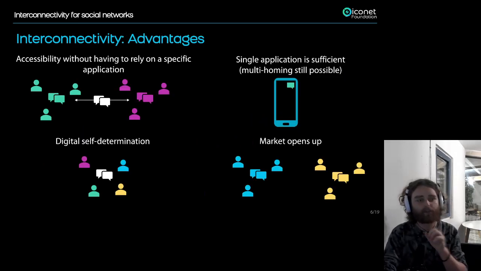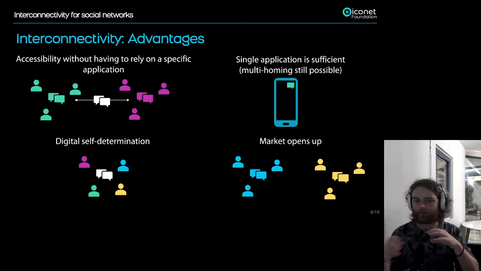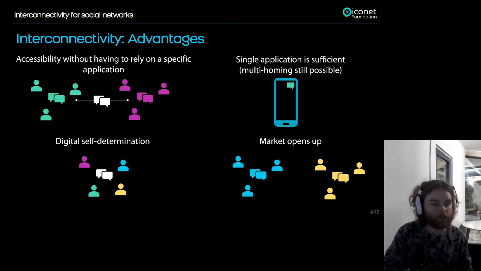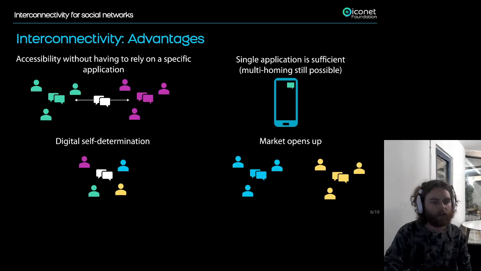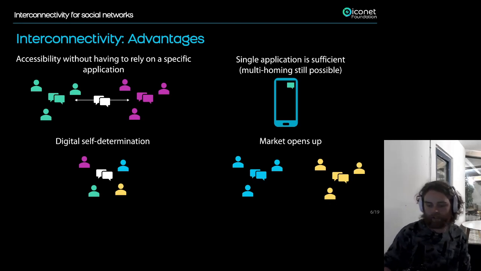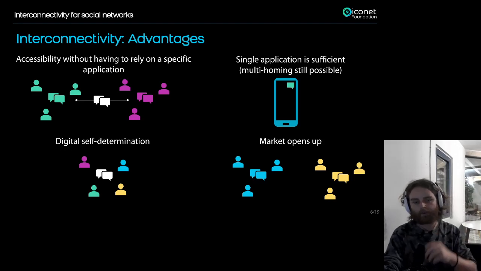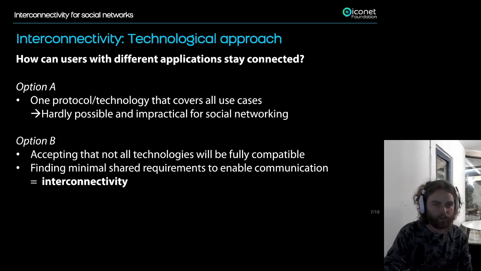The advantages of this are that everybody is connected, and you only need one application to connect to everybody. I mean, if you want to have multiple applications, of course that works. You have full digital self-determination, so you can decide yourself how and when. You have software autonomy, network autonomy, all these kind of nice things. And the market opens up. You can have more different technologies working together, and people can even choose smaller technologies but still be connected to their contacts.